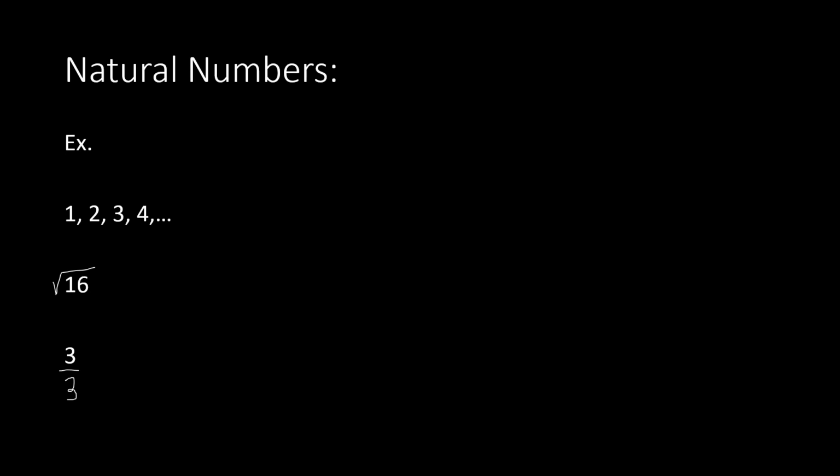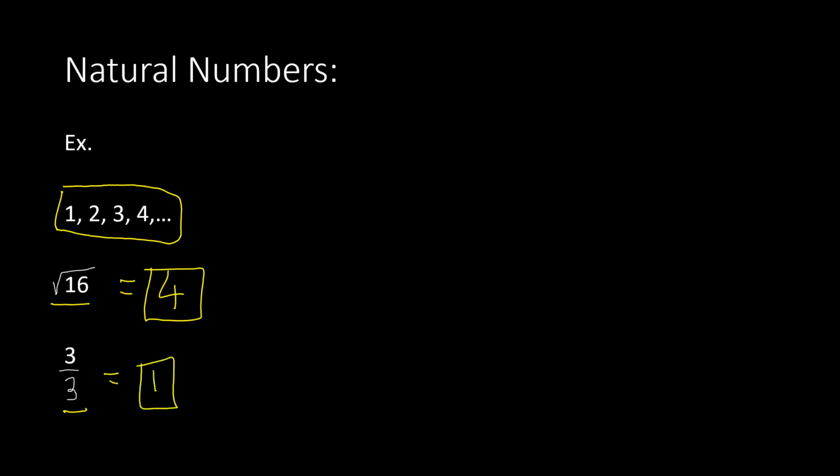As you can see here, I displayed all the counting numbers and it goes on and on. I also have the square root of 16 and 3 over 3, and you're probably wondering why. That is because the square root of 16 is actually 4, so it is technically a natural number since you can count to 4. Also 3 over 3, if you simplify it, you get 1, and that is also a natural number. So these two technically work because they're equal to natural numbers.